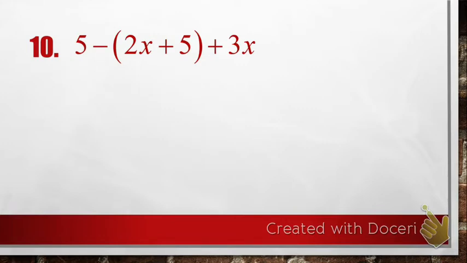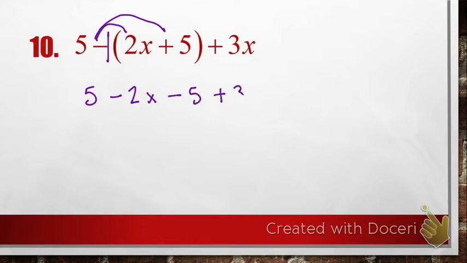Alright, number 10, I'm going to focus on the parentheses first. I can't combine these two together because one has an x and one doesn't. So now I'm going to go to multiplication and division, and I do have a multiplication problem. Okay, I have a negative 1 here, meaning I need to distribute my negative into the parentheses so that I can get rid of that parentheses to be negative 2x and minus 5. And then there's my plus 3x at the end.